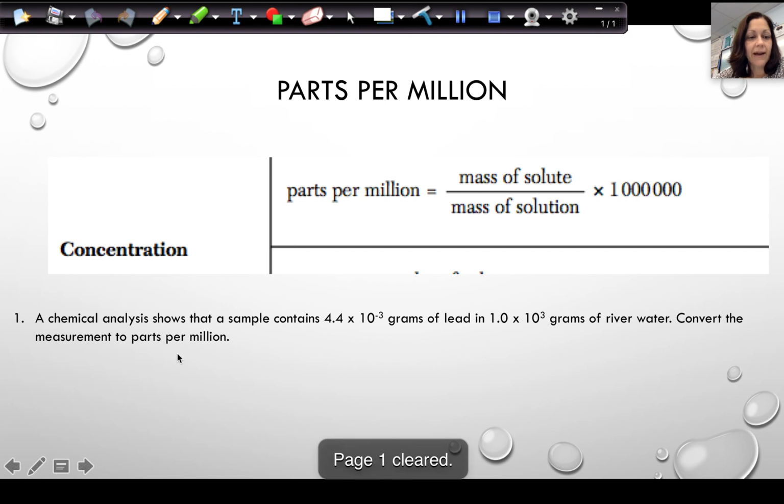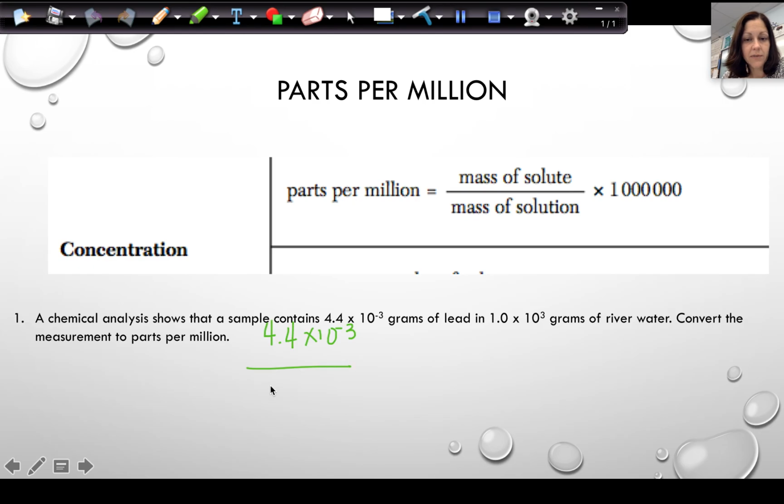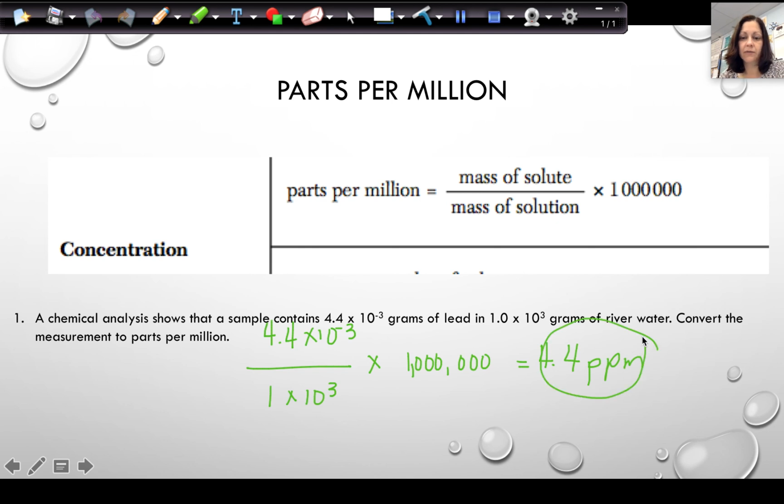When you're multiplying by 1 million, if we want to do a problem, we have 4.4 times 10 to the minus 3 grams in a 1 times 10 to the third gram sample. We're going to do the part over the whole times 1 million to get our parts per million. On the calculator, we do 4.4 times 10 to the minus 3 divided by 1 times 10 to the third, and we multiply the whole answer times 1 million. We get the answer as 4.4 parts per million.